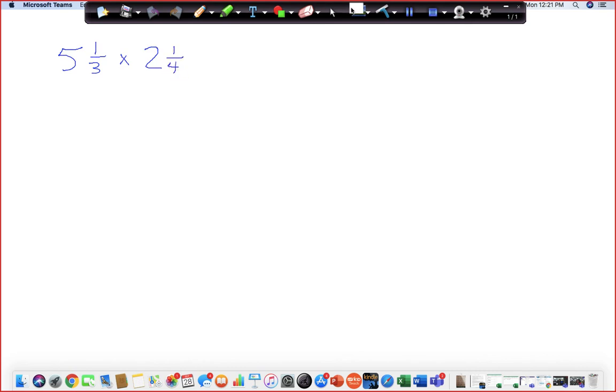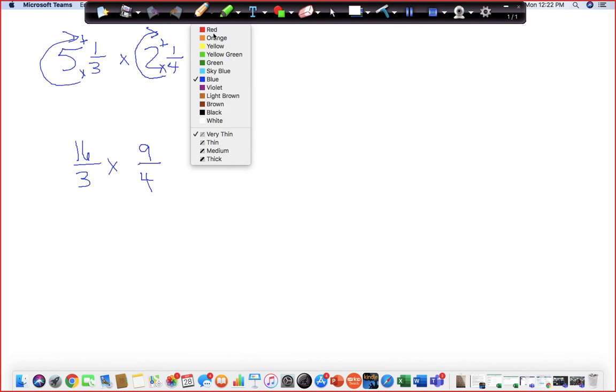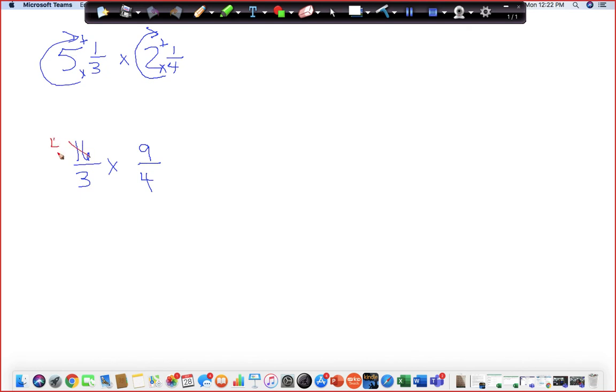Is it 2 1/4? Okay, yes. Okay, so backward C method. 5 times 3 is 15, plus 1 is 16, so 16/3. 2 times 4 is 8, plus 1 is 9, 9/4. We can cross cancel here. 16 and 4 can both be divided by 4. So 16 divided by 4 is 4. 4 divided by 4 is 1.